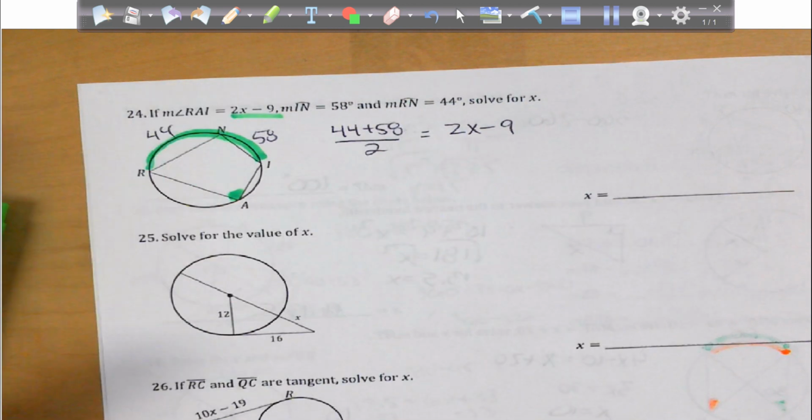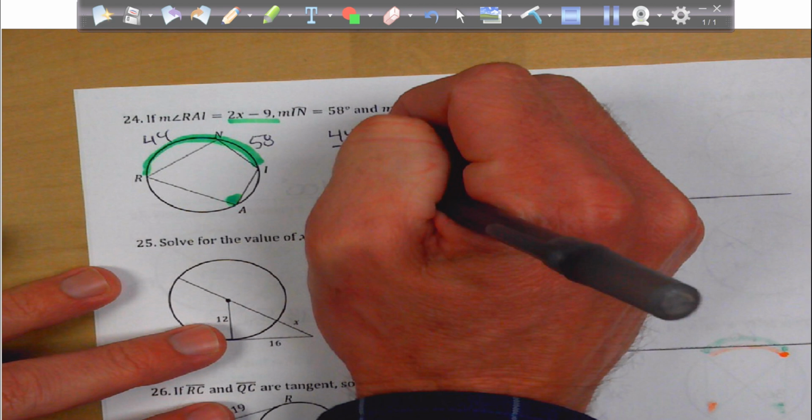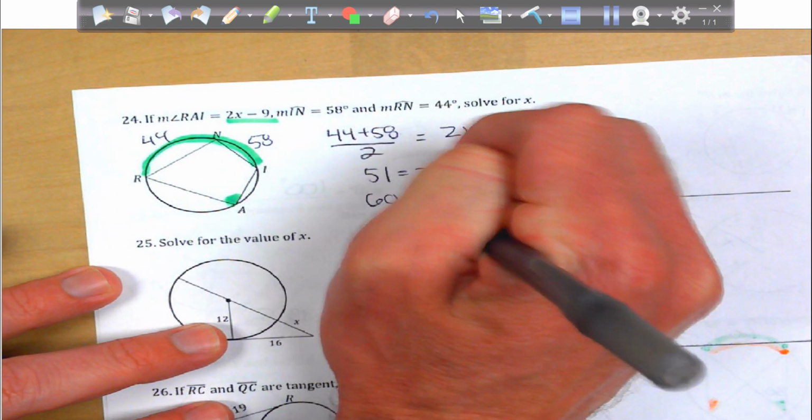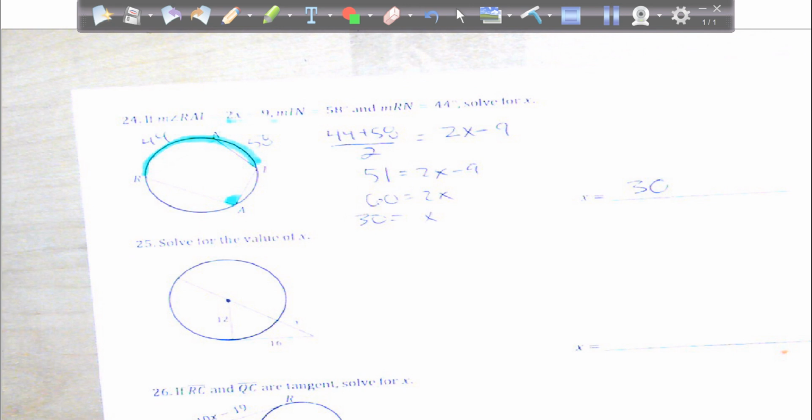So 44 plus 58 divided by 2, so we should have 51 equals 2x minus 9. Add the 9 over, we get 60 equals 2x. X equals 30, and the lights went down in the city.